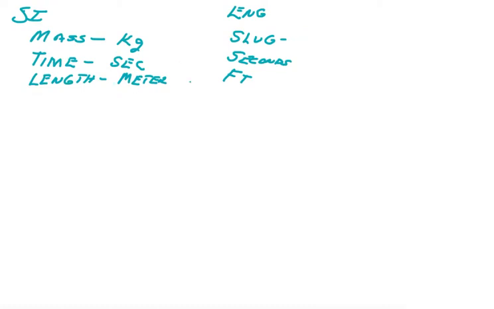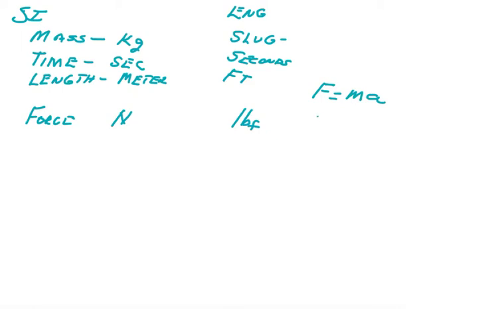The question becomes, what is the relationship between the two? So the question we talk about typically is force. In the SI system, the unit of force is a Newton. And in the English system, it's a pound force. Well, how are they defined? What is the relationship? And we go back to Newton's F equals ma.